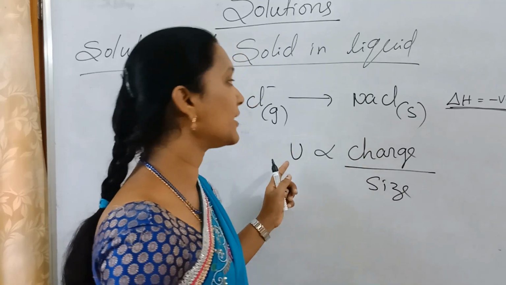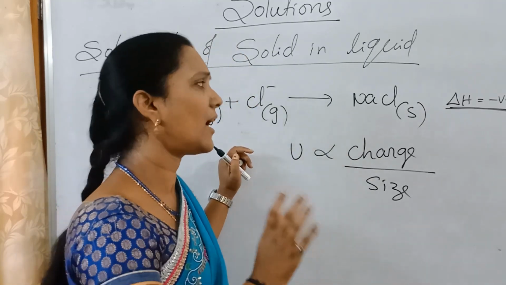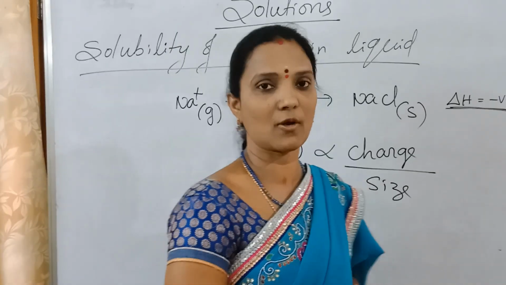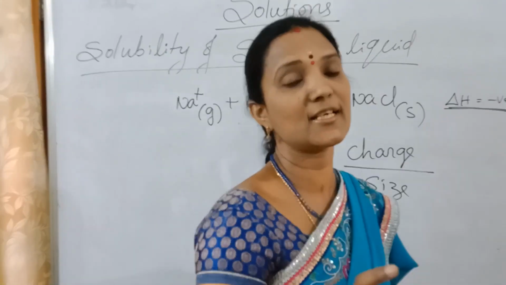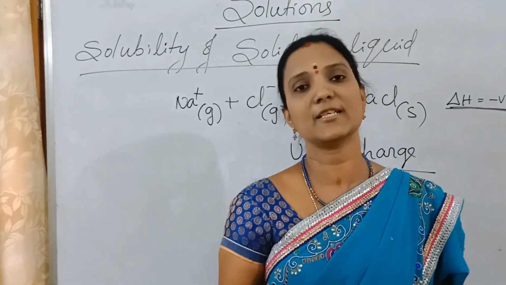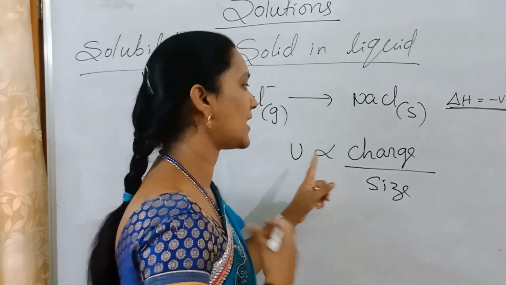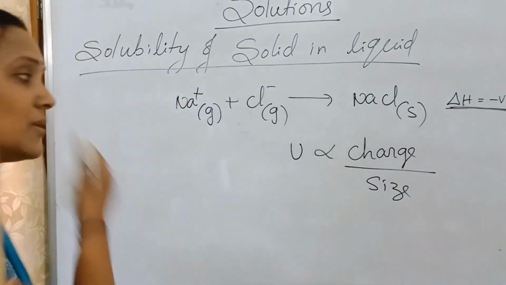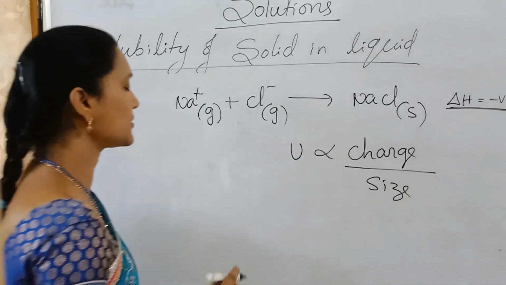So ionic compounds, salts with more lattice energy, are less soluble. Why are they less soluble? Because lattice energy is more, stability is more, and when stability is more, solubility is least. Based on this we can identify. So this lattice energy is directly proportional to charge and inversely proportional to size.